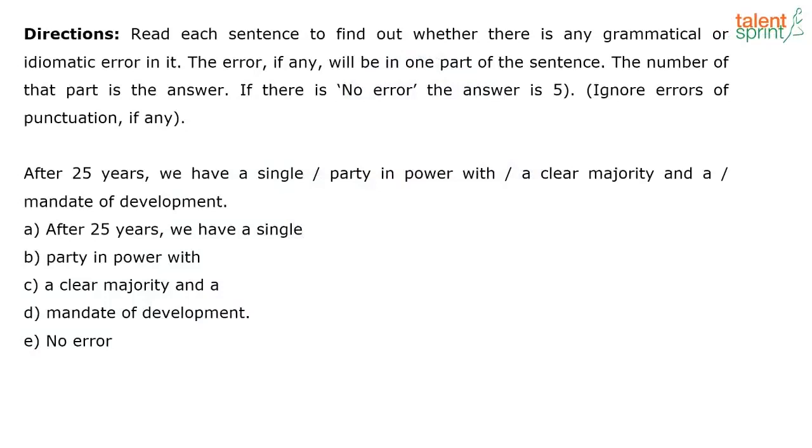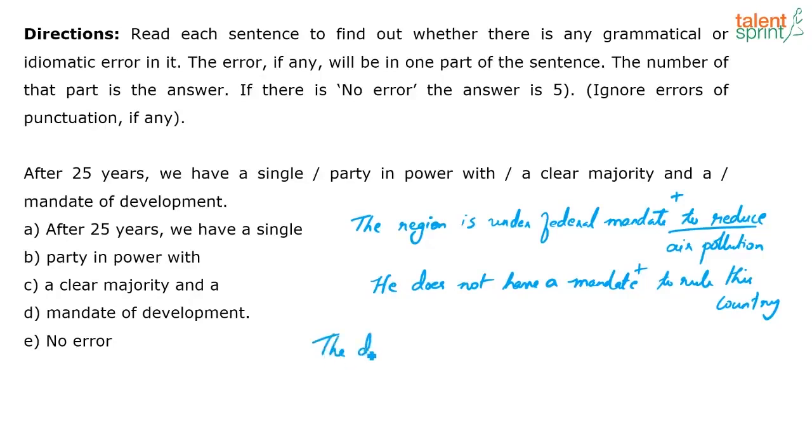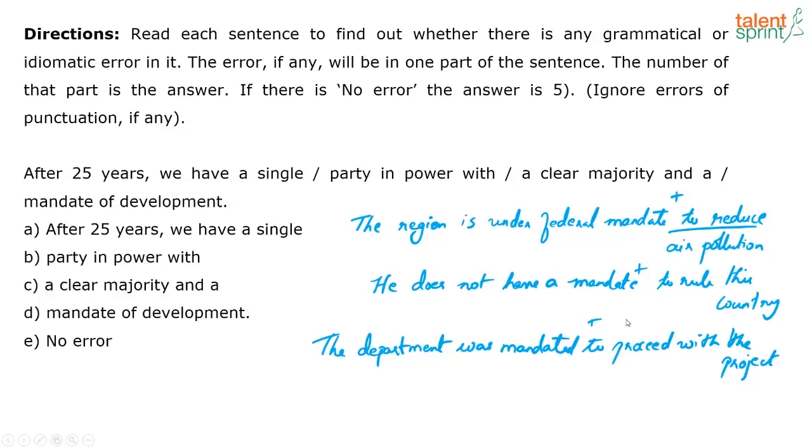So let's look at some example sentences. The region is under federal mandate to reduce air pollution. Mandate plus to. Okay. So and so, he does not have a mandate, meaning he does not have an authority to do what? To rule this country. Okay, again, mandate plus to, right? You can also mandate somebody to do something. For example, I can say the department was mandated to proceed with the project, right? So you're giving somebody permission to carry out something. Yeah? So the most common collocation is mandate to.